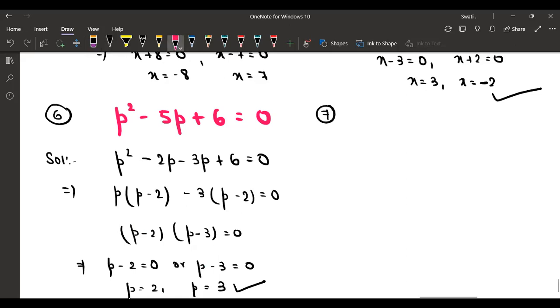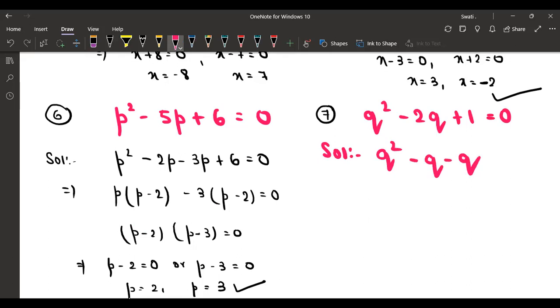So in the 7th question, we have q square minus 2q plus 1. So what we can do here is, we can write down this as q square as it is, and minus 2q we can write down as minus q minus q, right? Because minus q minus q will give us minus 2q, and then plus 1 as it is, right?